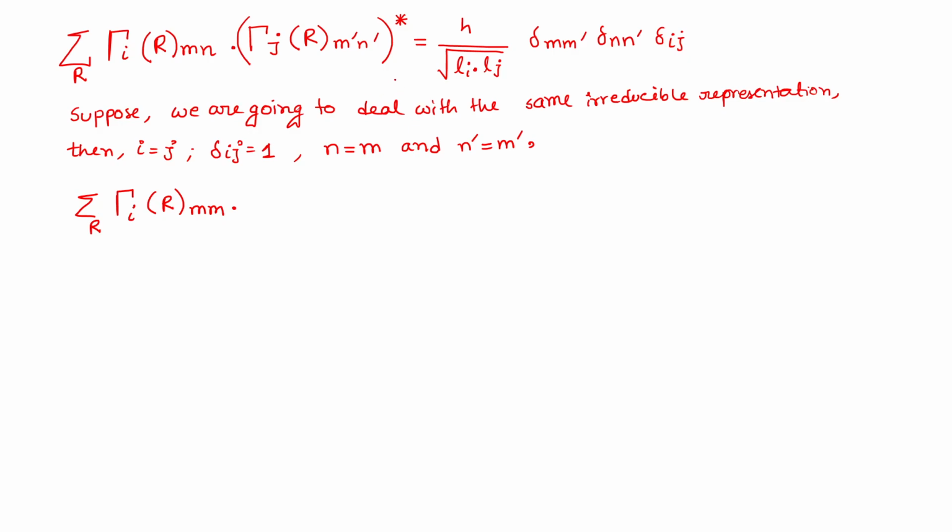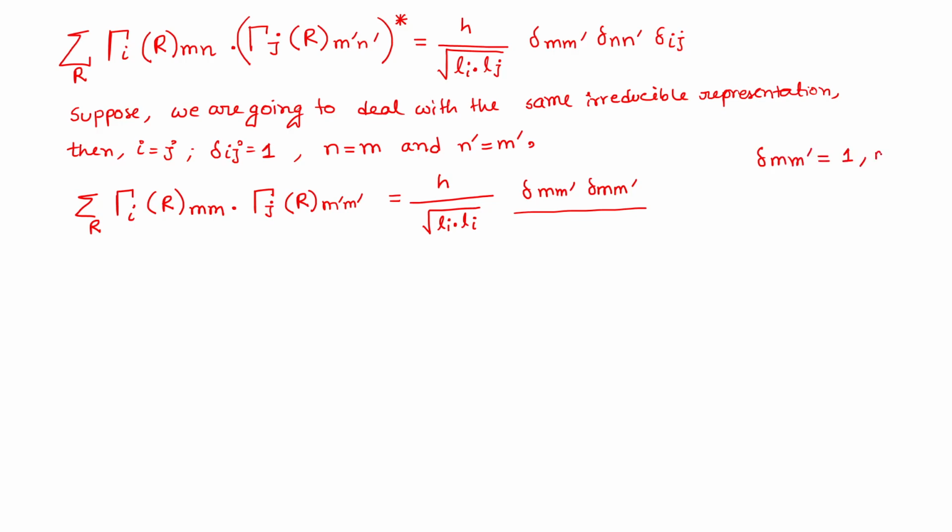multiplied by, and we are also taking into account that these are all real numbers. There are no imaginary terms, so the complex conjugate is going to be the same. Then gamma j R m'm' is going to be equal to h over the square root of li lj; now li equals lj, so both are li. Now delta mm' delta nn', so both will be delta mm', right? Because we have defined n equals m and n' equals m', and obviously delta ij is already 1.